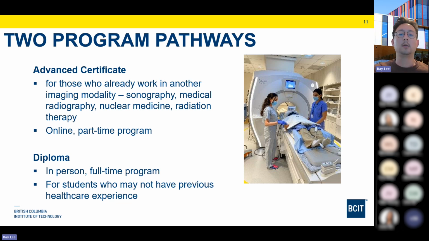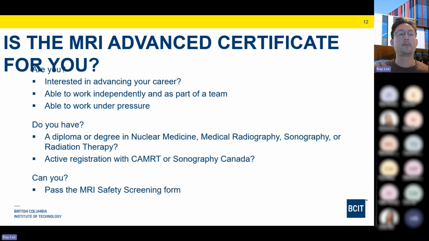And then once we go over that, we'll go into the MRI Diploma program, which is a first discipline program. What that means is that this is for students who may not have healthcare experience in an imaging modality. So you don't need to finish a diploma or a degree in the programs mentioned for the advanced certificate. You can come straight from high school and then come onto the BCIT Burnaby campus in person. It's a 2-year diploma program and it's considered full-time. So we're going to jump into the advanced certificate first.